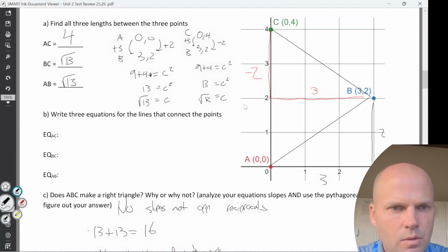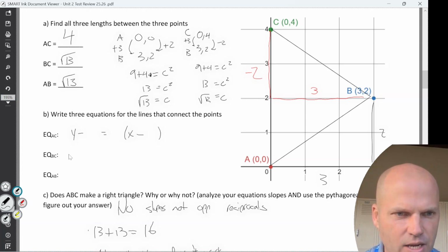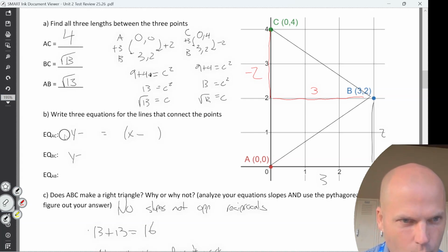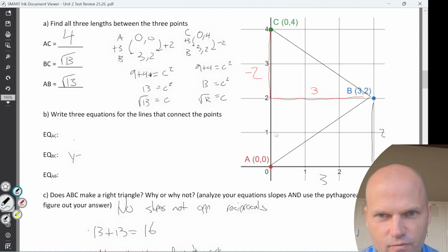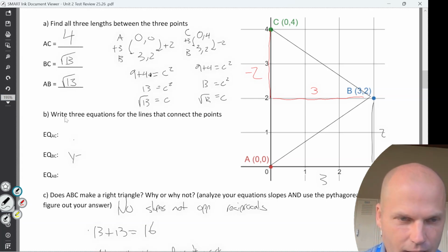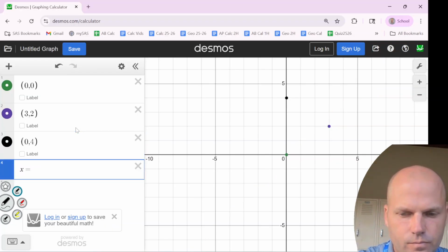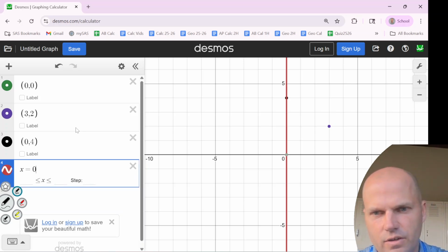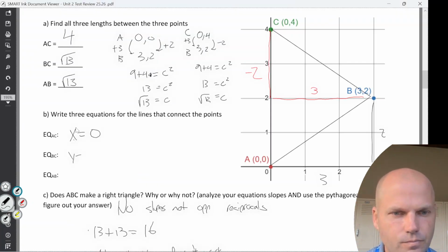Okay, and you can label it, but if we want to find the equations of the lines, we know we need a point and a slope. It comes from the slope formula. We have y minus y1 equals m times x minus x1. However, for the equation of AC, we see it's a vertical line passing through (0, 0) and (0, 4). We should know that equation is x equals 0. x equals 0 will be a vertical line where all the x points are the same.